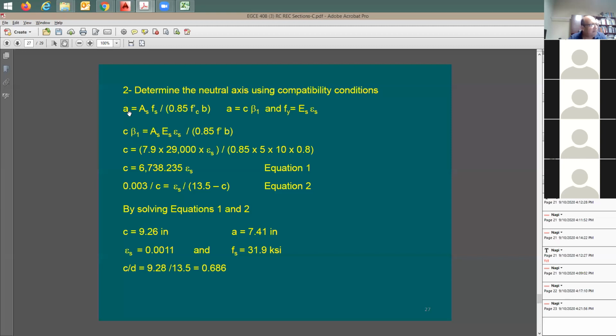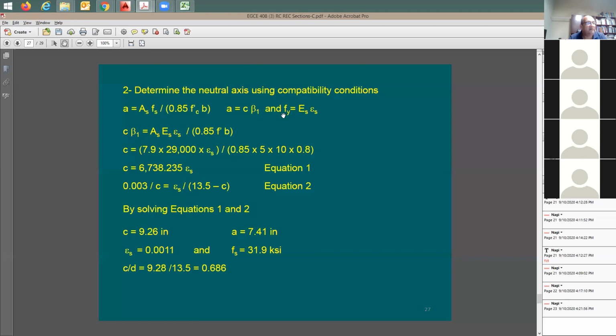So I said, okay, what should I do after this? I said, okay, let me also, instead of using a, use c. How can I do this? I know that a is going to be equal to c times beta 1, which means c is going to be equal to a divided by beta 1. So let me remove this a and put c times beta 1. So, okay, I'm just taking this equation and trying to rewrite it again. a is equal to c times beta 1.